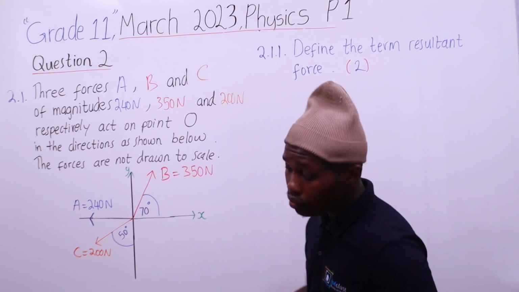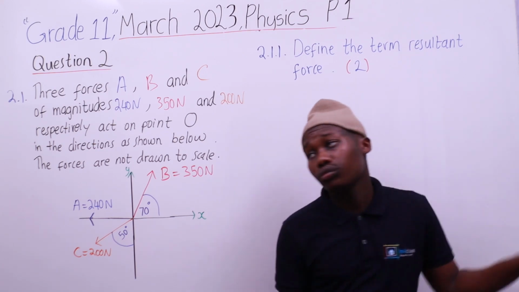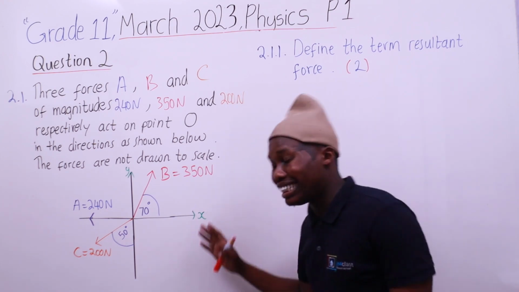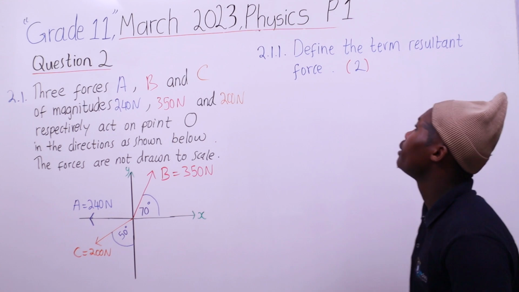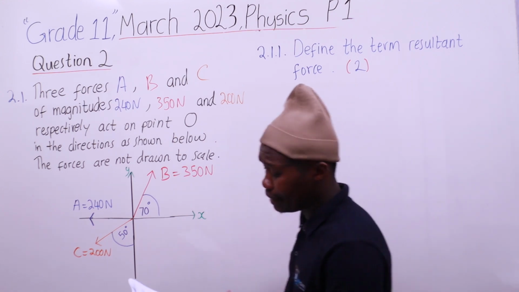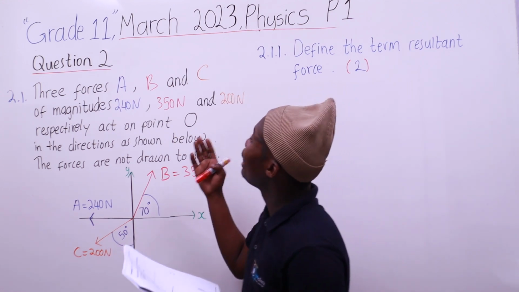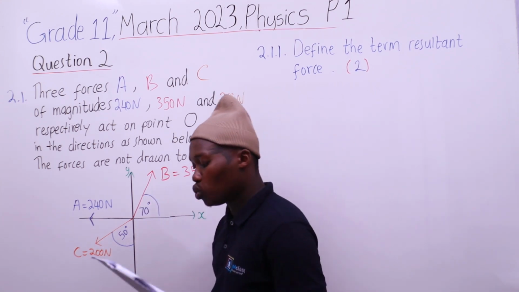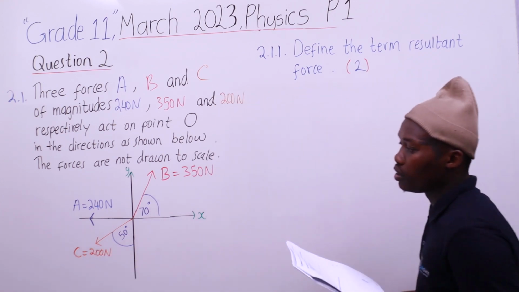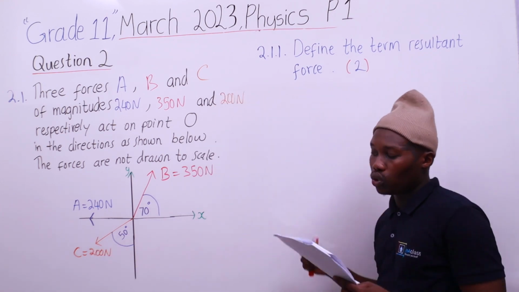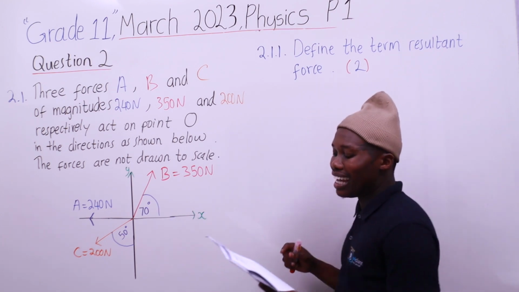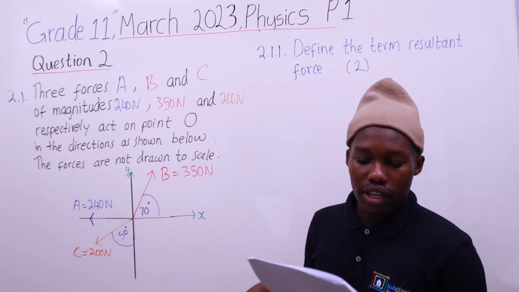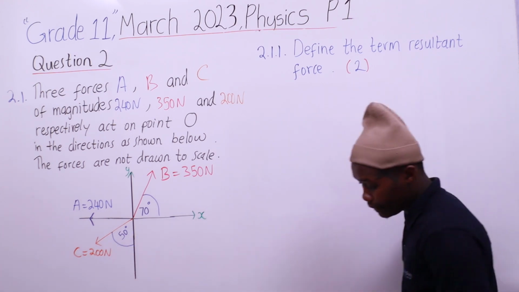Alright, so question 2. In question 2.1, we have a statement, we have a diagram, and we have a question. Starting with the statement: three forces A, B, and C of magnitudes 240 newtons, 350 newtons, and 200 newtons, respectively, act on point O in the directions as shown below. The forces are not drawn to scale.